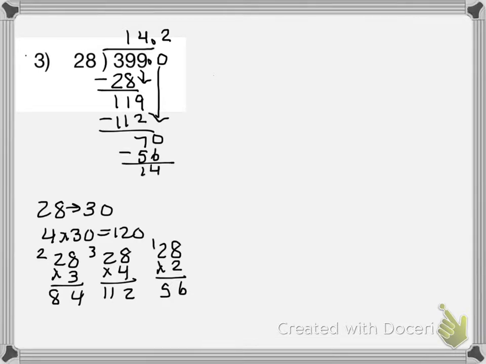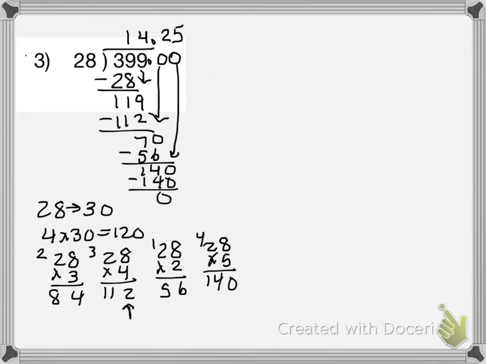So our difference is 14. I'm going to add another 0 and bring that 0 down to make it 140. And it looks like if 4 groups is 112, I'm going to try 5 groups here and see what that product is. And it's exactly 140. That's what we're looking for so that we can stop dividing. We'll have no remainder here. So our quotient is 14 and 25/100ths.